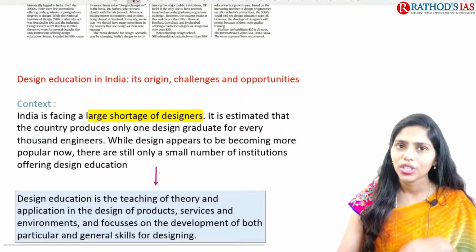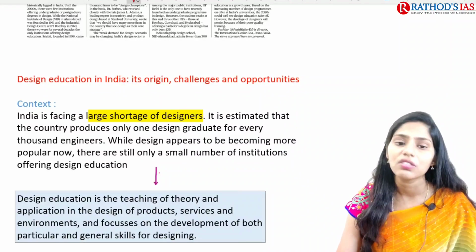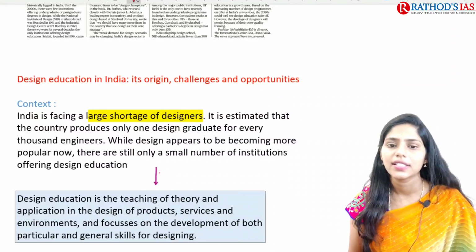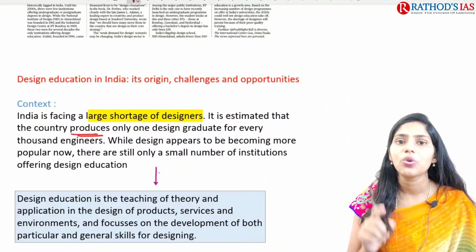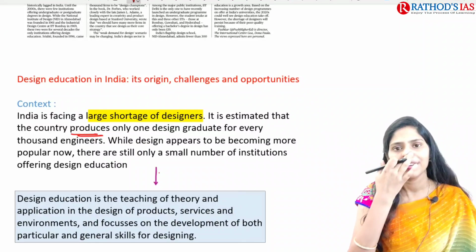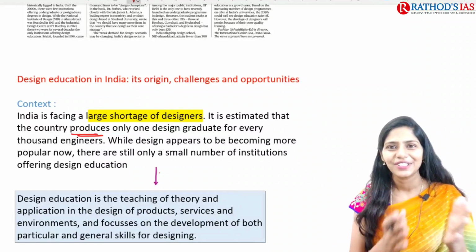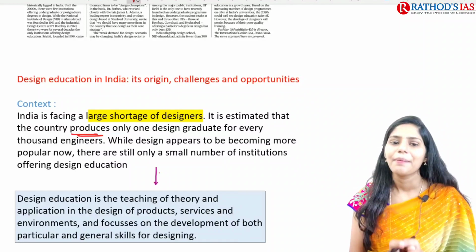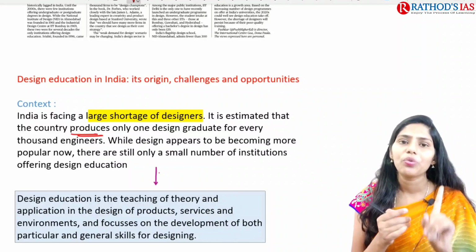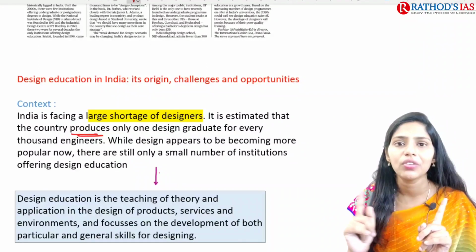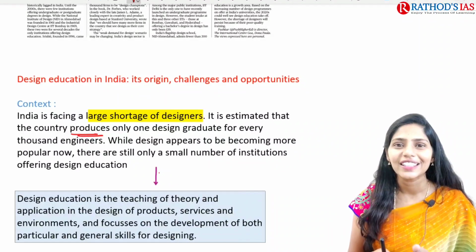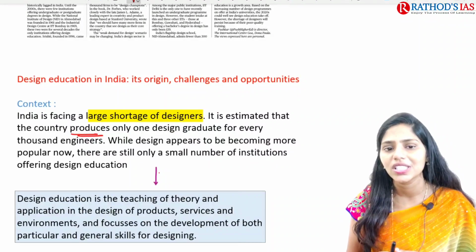The context here is that this article says there is a large shortfall of designers. It is estimated that our country produces only one design graduate for every 1,000 engineers. Every year 1,000 engineers are coming out and new batches are starting. But if you see design graduates or design education, only one graduate is coming out for every 1,000 engineers. So now you can understand that we are not focusing on this design education.